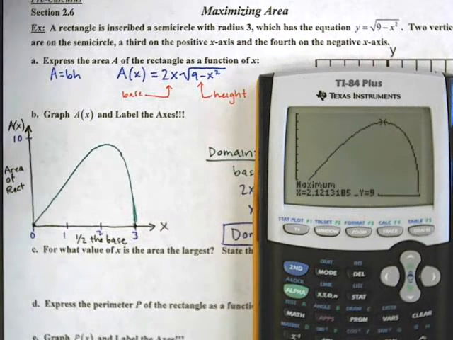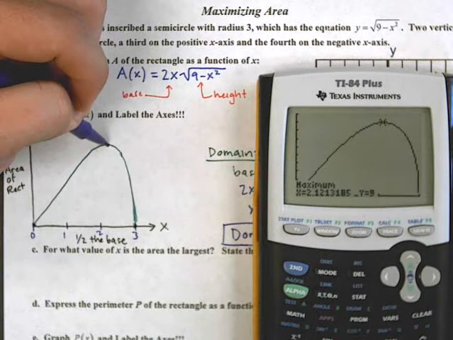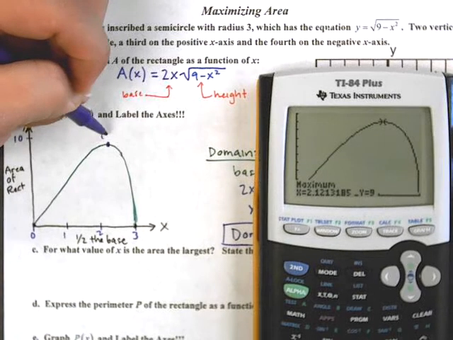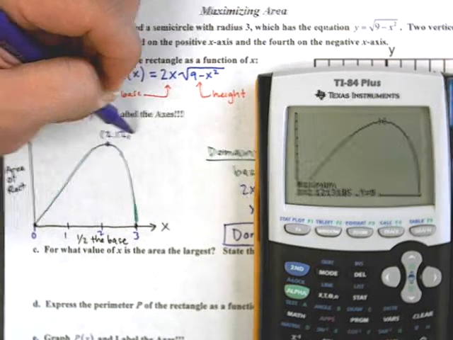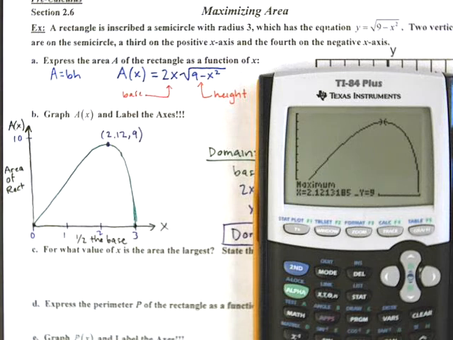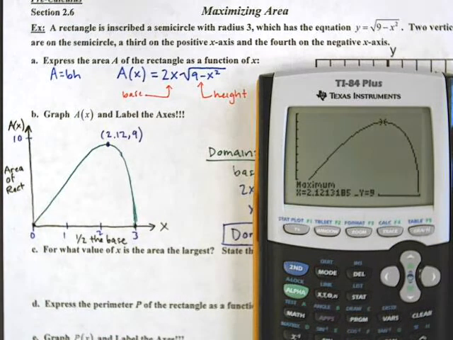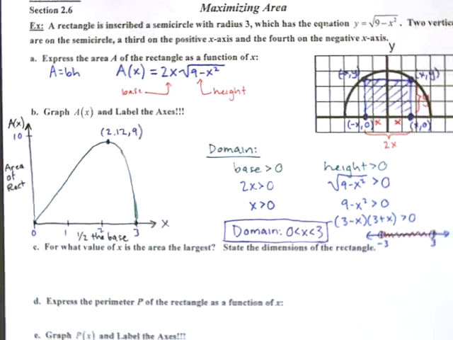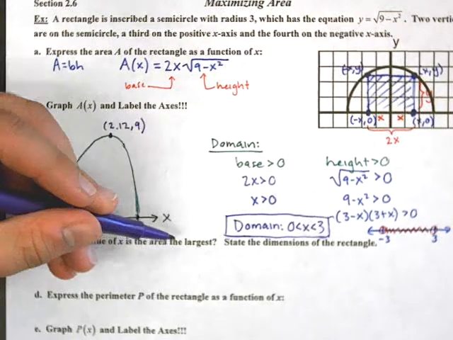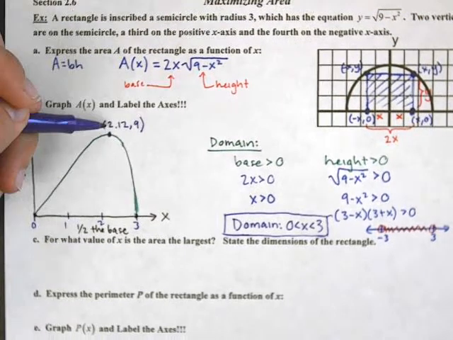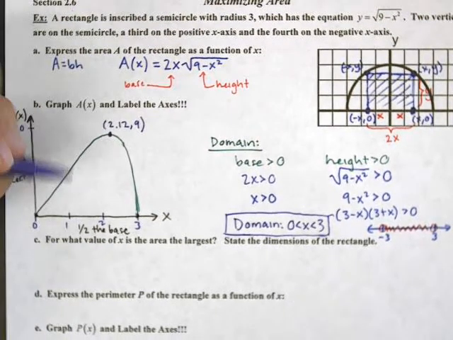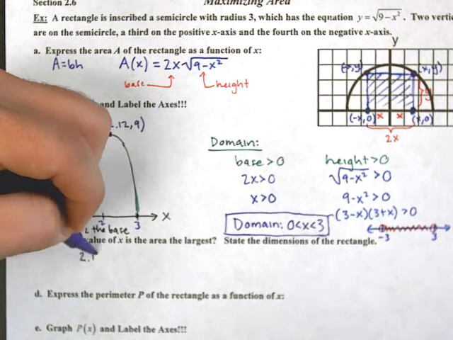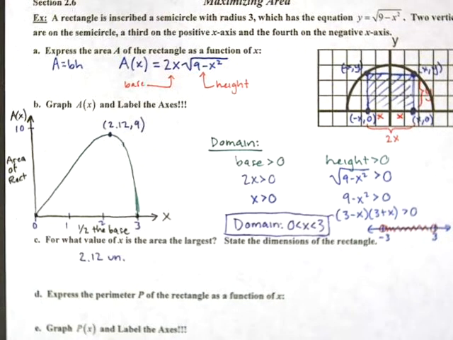Okay, so that set my right bound, and then just move a little bit over to guess. And now we know that at 2.12 comma 9 is that maximum point on our graph. All right? So we move over. It says for what value of x is the area the largest? Well, that's just the x value from before. So 2.12 units would be our answer to the first part.